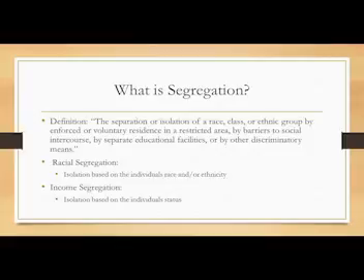Racial segregation isolates individuals or groups of individuals solely based on their race or ethnicity. Income segregation isolates individuals based on their income status. In Dallas, these two types of segregations operate in tandem.